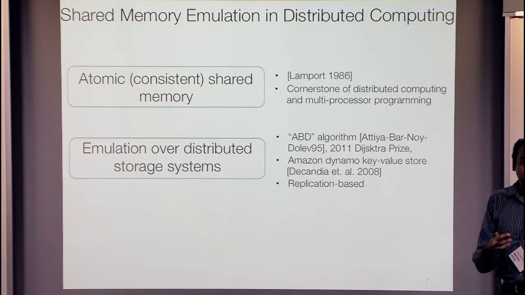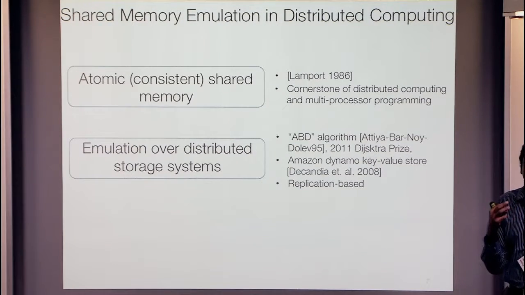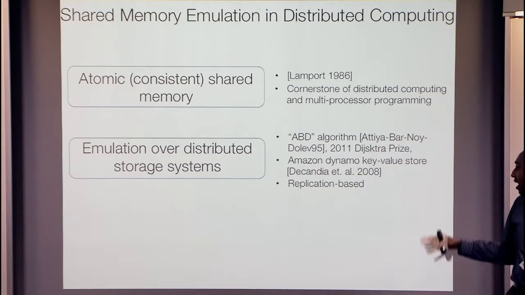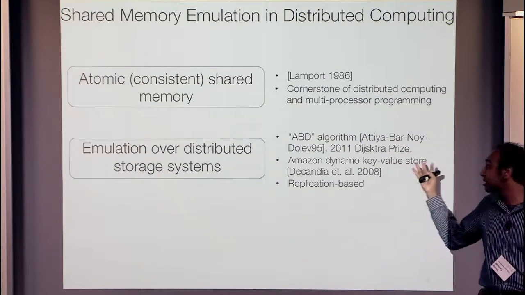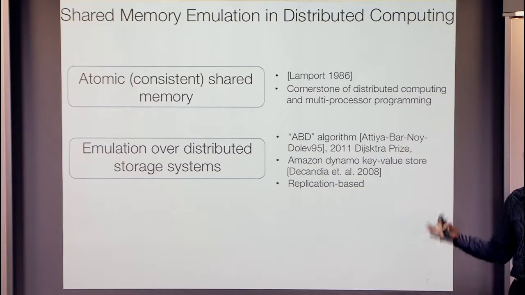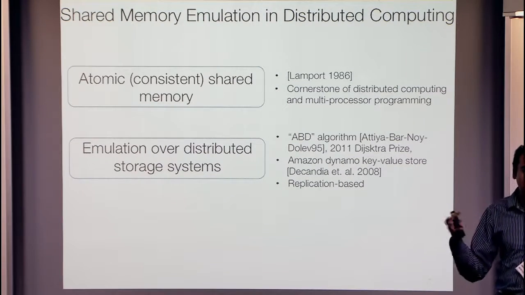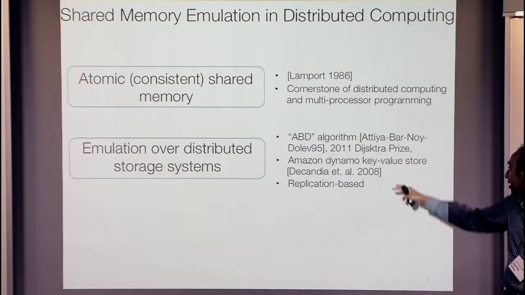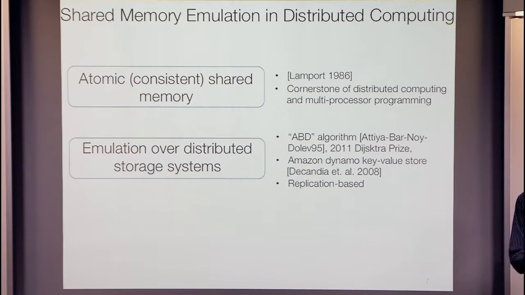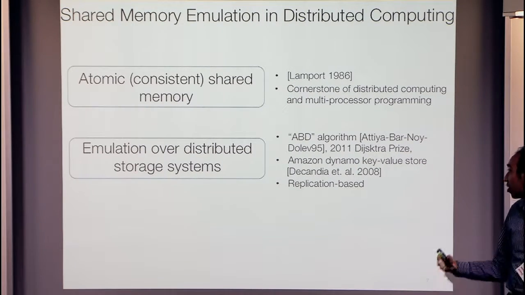The question is, if I want to use a distributed storage system to emulate this concept, there's this field of shared memory emulation in distributed systems. One of the first algorithms that came up is abbreviated as the ABD algorithm after the authors' names. And this actually won the Dijkstra Prize in 2011. So it's a celebrated algorithm in this field. And actually, modern data centers which implement databases, like the Amazon Dynamo key value store, the algorithms that they use in these data centers actually mimic these algorithms that I'll talk about.